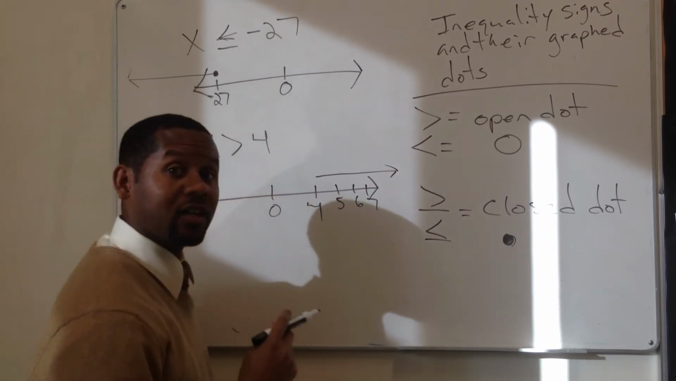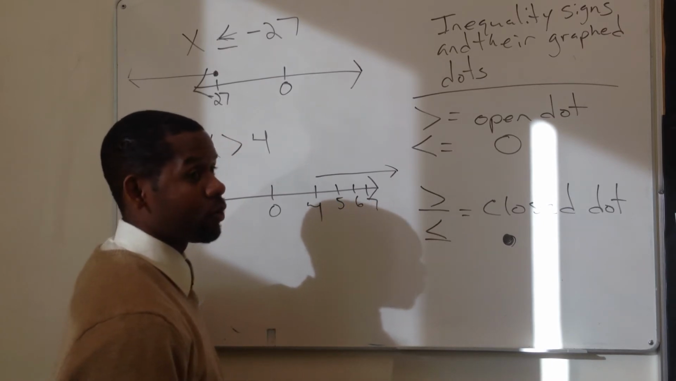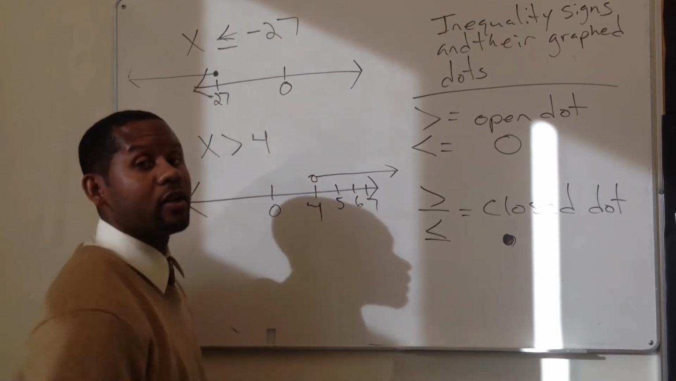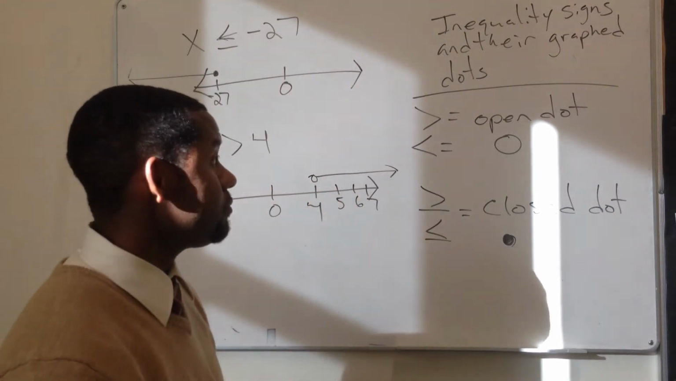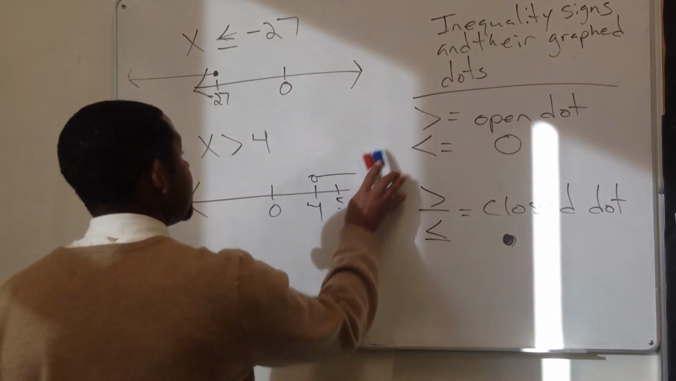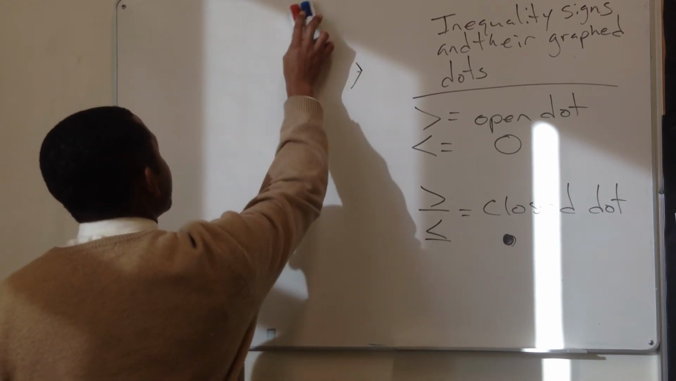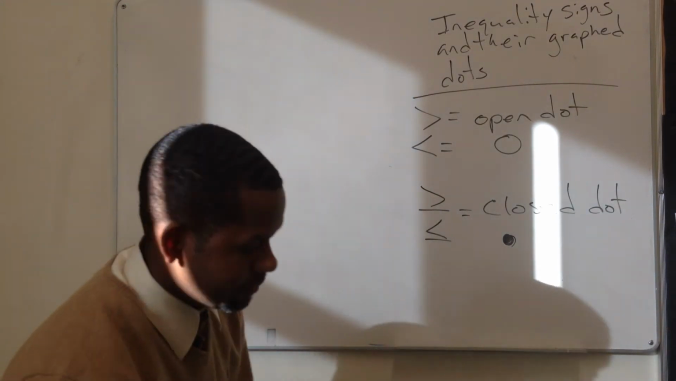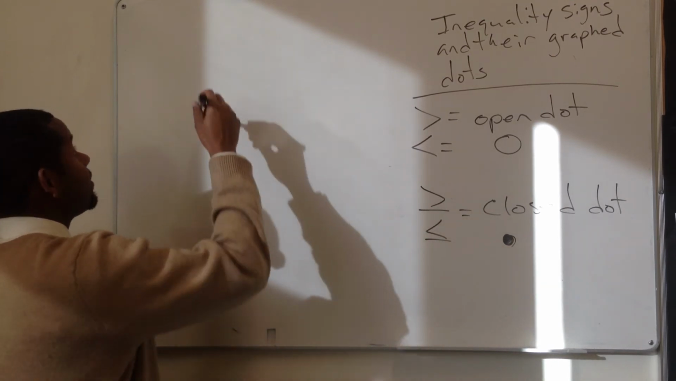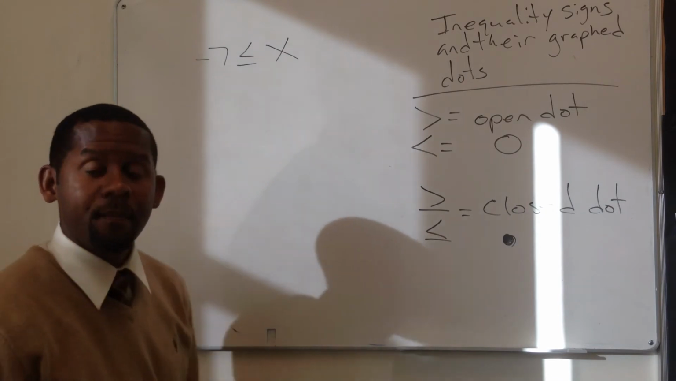And is 4 included in this inequality? It says it's greater than 4, not equal to 4, so it has to be bigger than 4, meaning I need an open dot. That's all this is. That's all you need to know about this. Right? There's one last thing. It says, when you get this, negative 7 less than or equal to x.